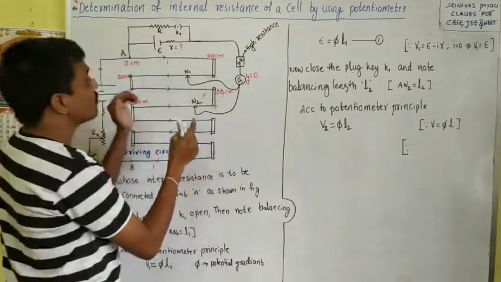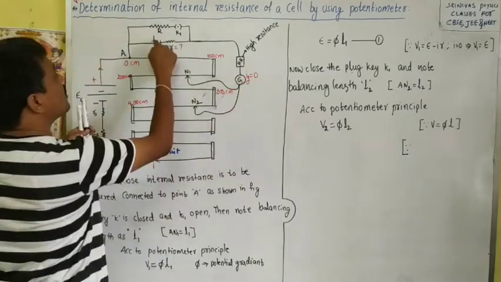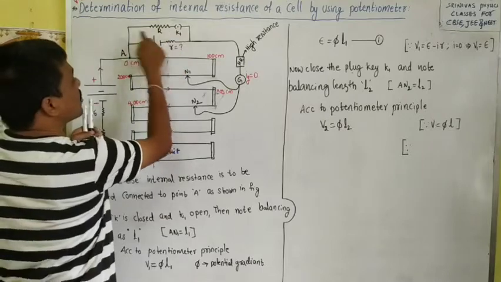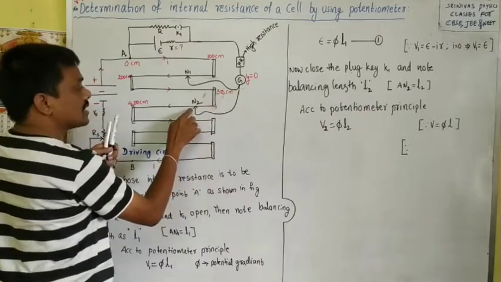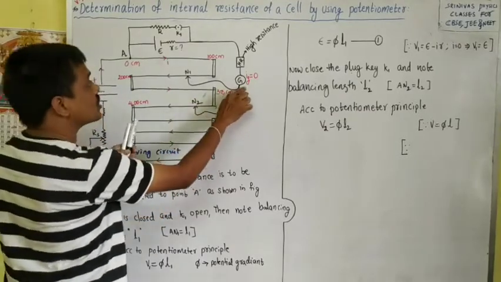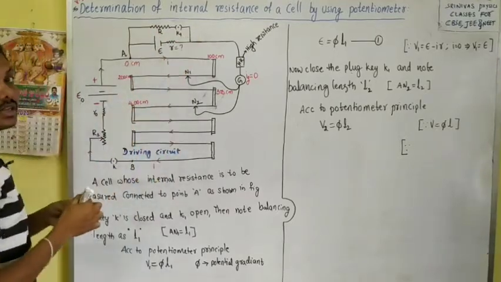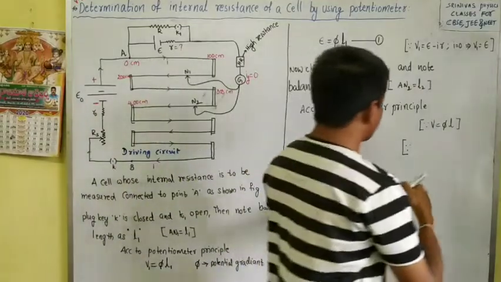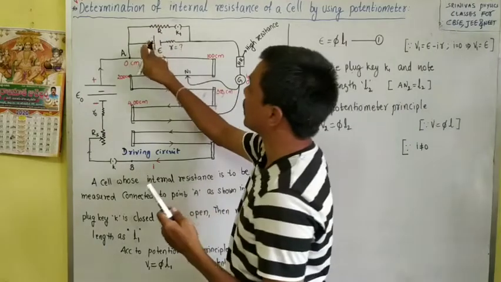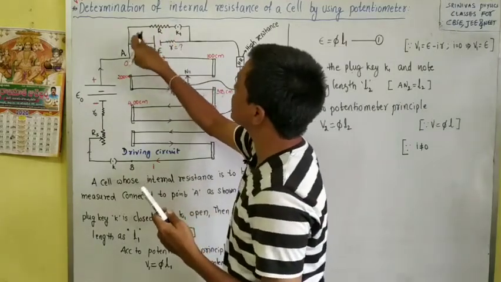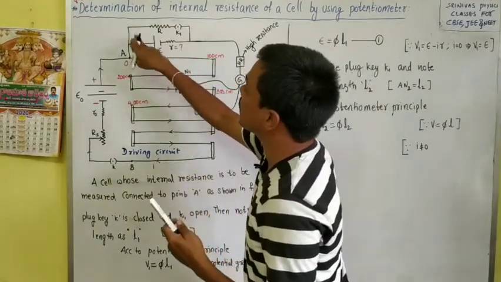Here the current through the galvanometer is 0, even though some current passes in this circuit. The current will not come outside, because the galvanometer shows zero deflection, and at that point only we note the balancing length. Then how much current passes? The current is not equal to 0, because there is another path for the current to flow. The current flows only in this circuit and never comes outside. The galvanometer shows zero deflection even though some current passes through the cell.